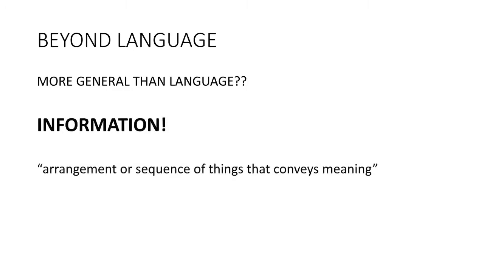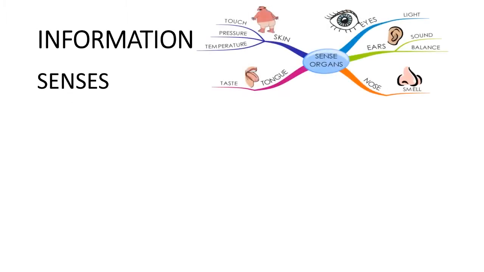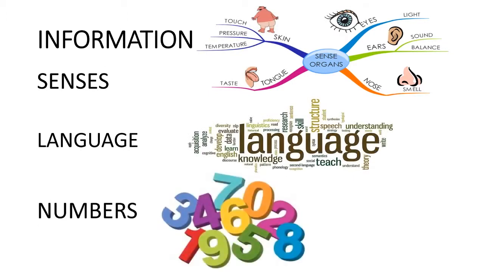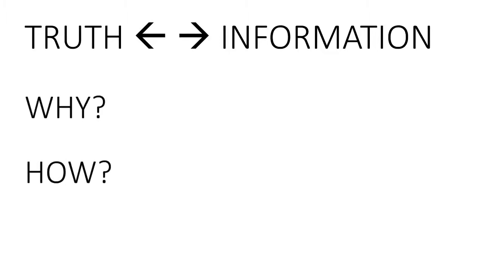Information. Information can be defined as an arrangement or sequence of things that convey meaning. Language is a kind of information. So are senses, like touch, taste, sight and sound. Numbers are also a kind of information, as well as every other kind of symbol. Truth might be related in some way to information. But why and how is truth related to information?